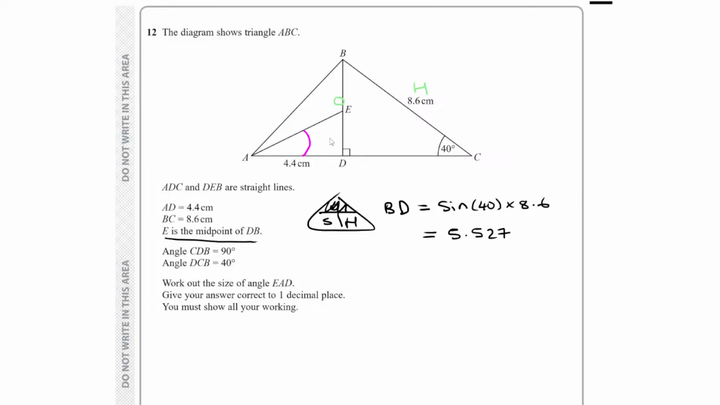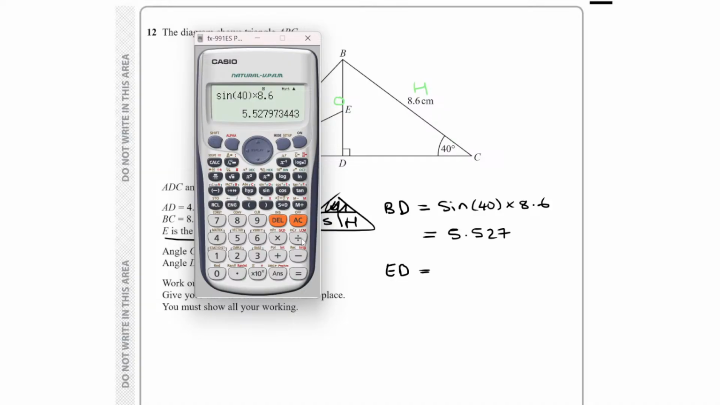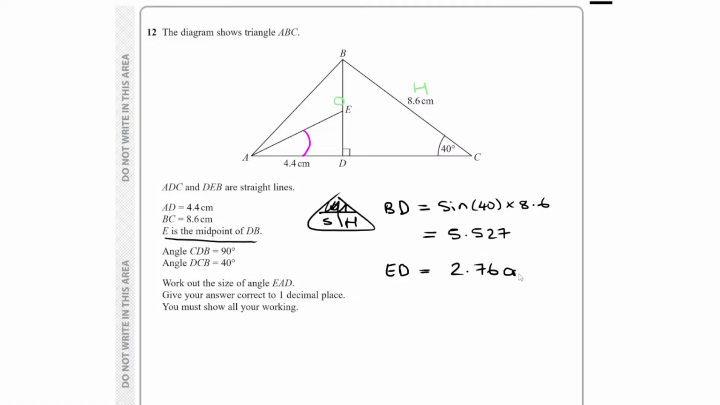We are looking at this smaller triangle now, so ideally I want to know ED, don't I? Not BD, which is exactly half. So take my answer again, just divide it by 2. So I get 2.76-ish. Obviously, I'm still going to use the whole answer from my calculator, but just write down a couple of decimals. And then here we can now look at that triangle.